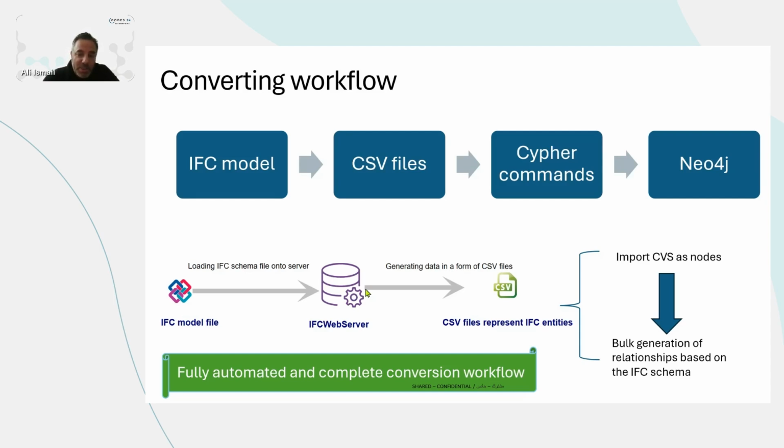Then, using the schema, or understanding the concept of the schema itself on the meta level, we generate a Cypher script, which will be imported to Neo4j to first import all elements or entities inside the model, and then to bulk generate all relationships between these elements, including two kinds of relationships: strong relationships and relational direct relationships. I will come to this in a few slides later.